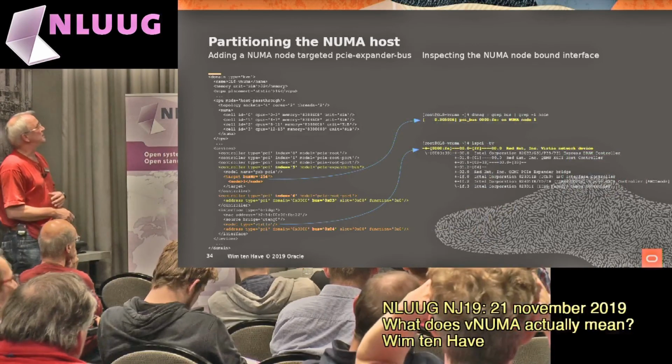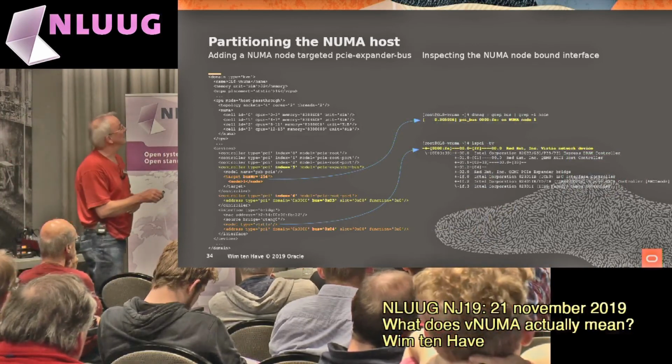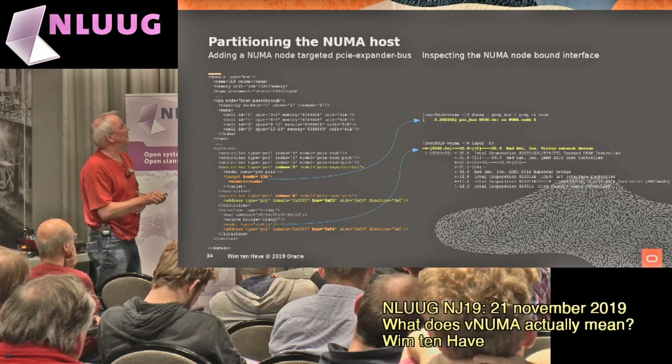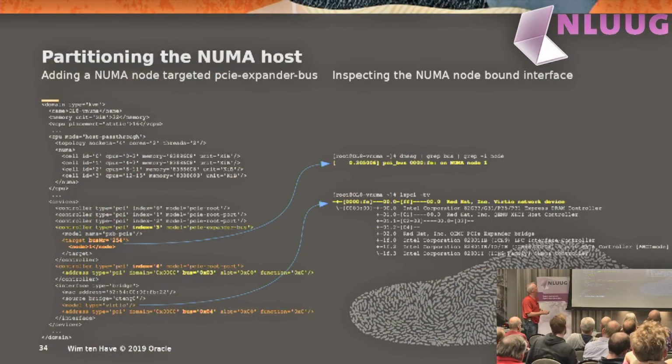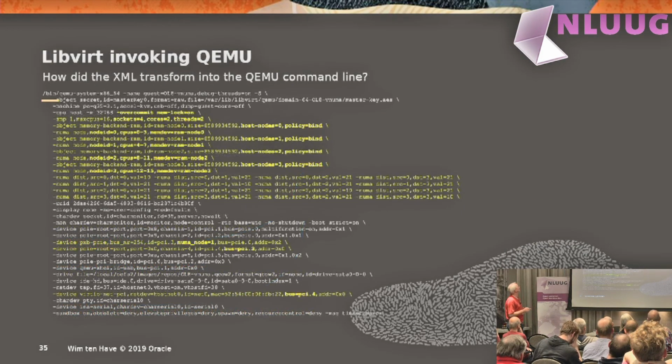So booting this system again, checking for this PCI bus, it tells me like, okay, you have bus like 254 under NUMA node 1, and under this bus 254, there's a Red Hat Virtio network device. Okay, and then like, let's take a look like how this XML finally translates into the QEMU command. This is what Libvirt starts the QEMU hypervisor with.